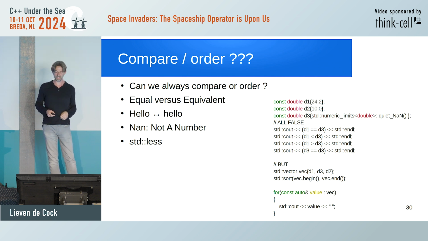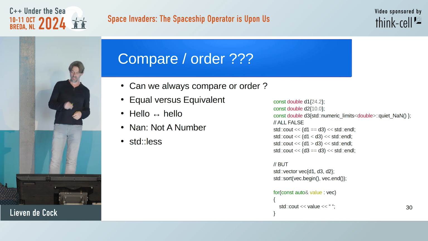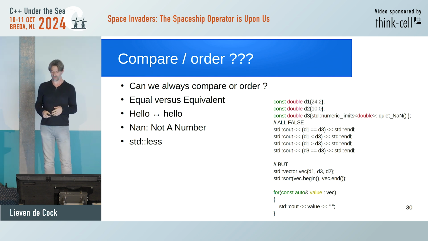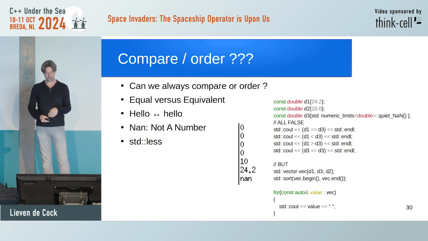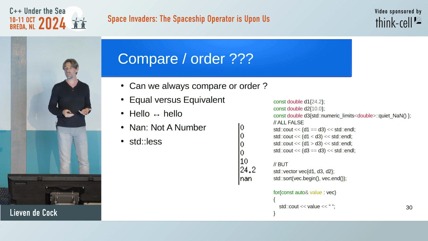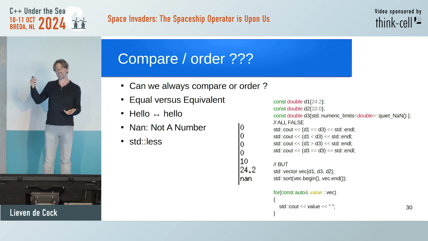Let's try something else. Let's put them in a vector: D1, the not a number in the middle, and D2. And let's sort this thing and print it out. We see that everything comparing to not a number gives all falses, zeros, and we seem to get a sort. The not a number moved to the end.